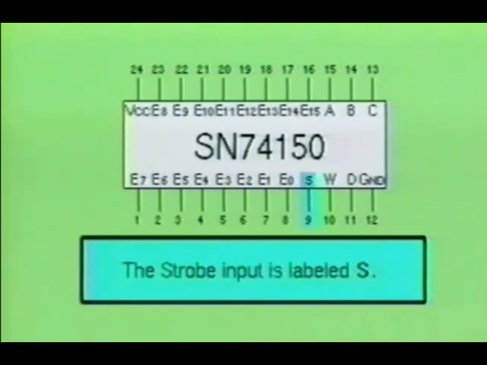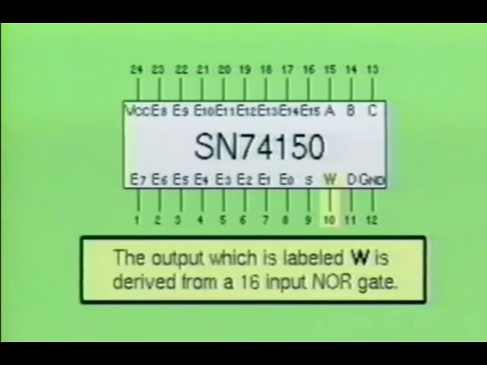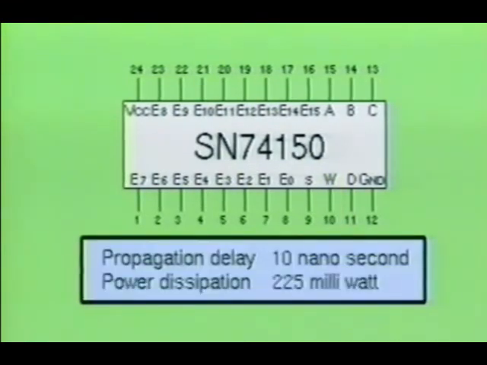The strobe input is used as an override to force the output into its logical 1 state. Since the output of this device comes from a NOR gate, the data is inverted from the input to its output. This IC has a typical propagation delay of 10 nanoseconds with a typical power dissipation of 225 milliwatts.